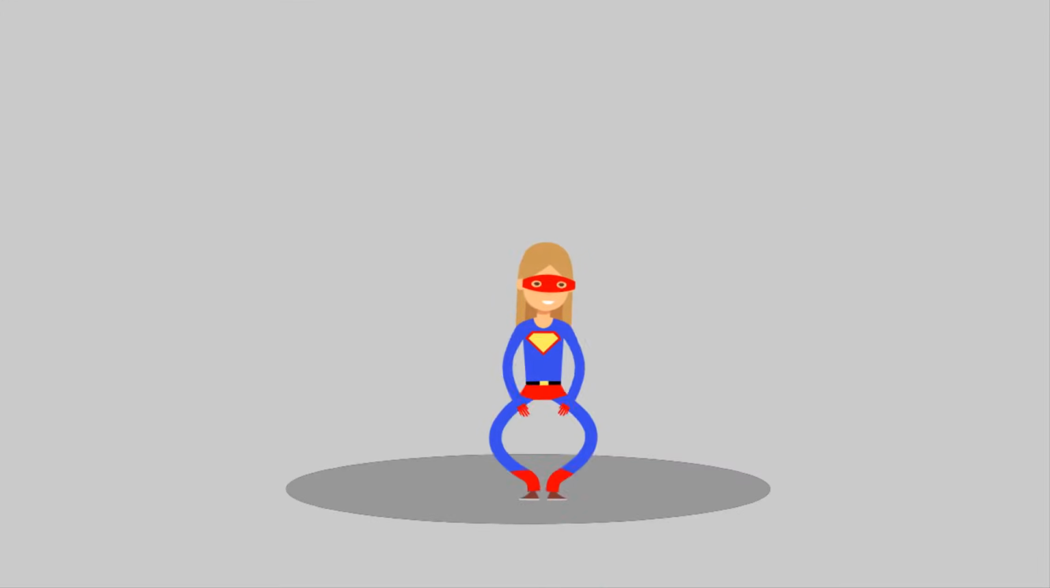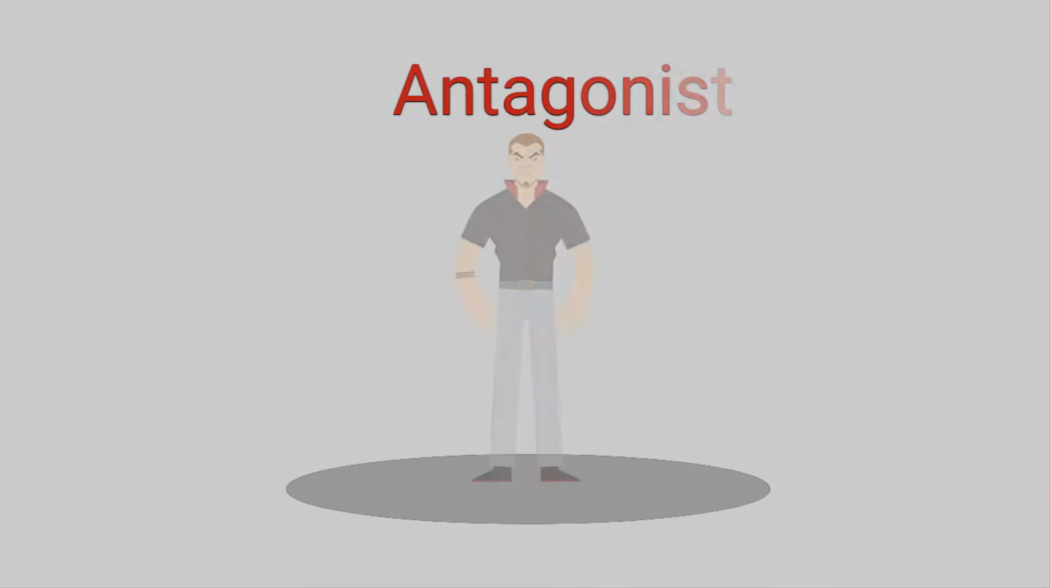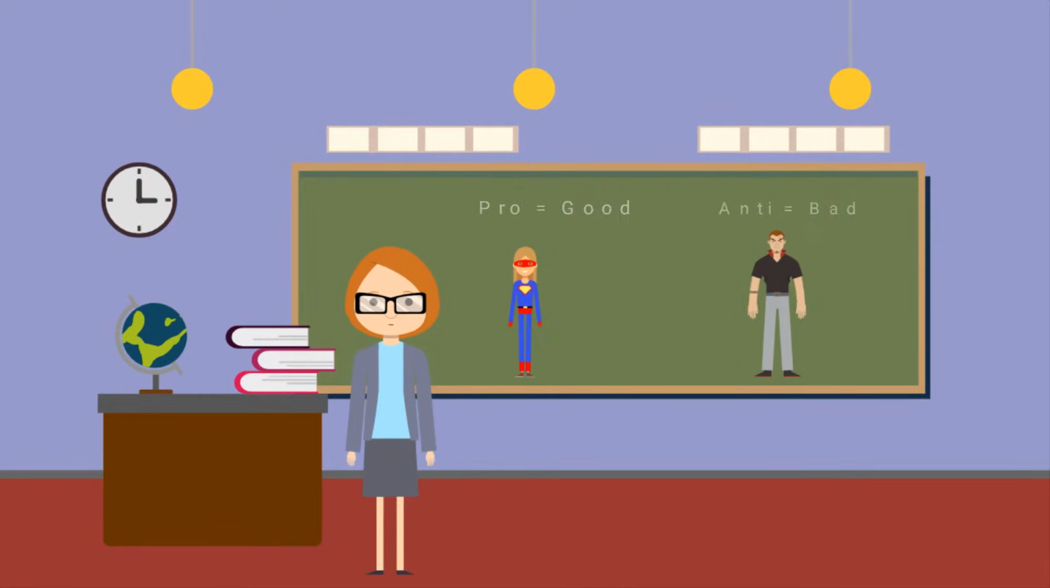The main person, the hero, is also known as the protagonist. This is the character that we root for, that we want to see win in the end. The bad guy is called the antagonist. Makes sense, right? Pro equals good. Anti equals bad. These are the two most important types of people in a story.